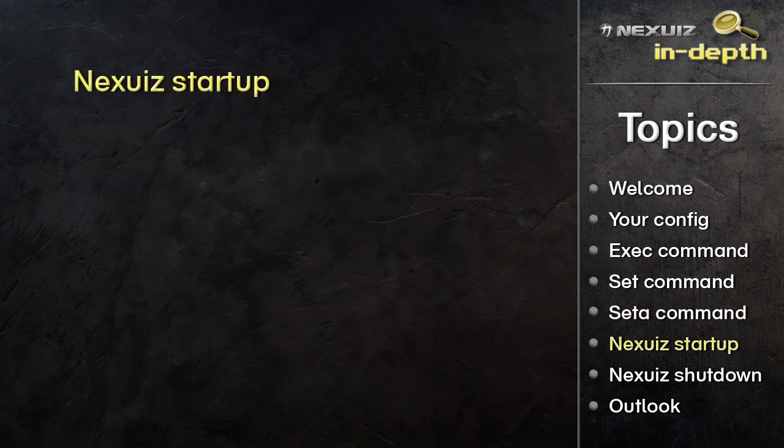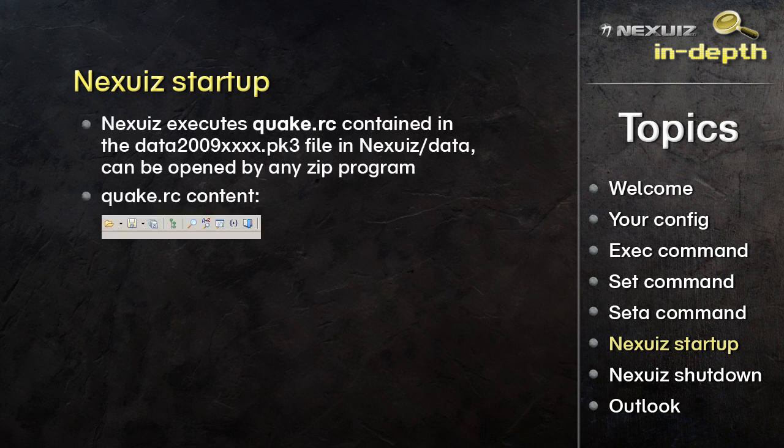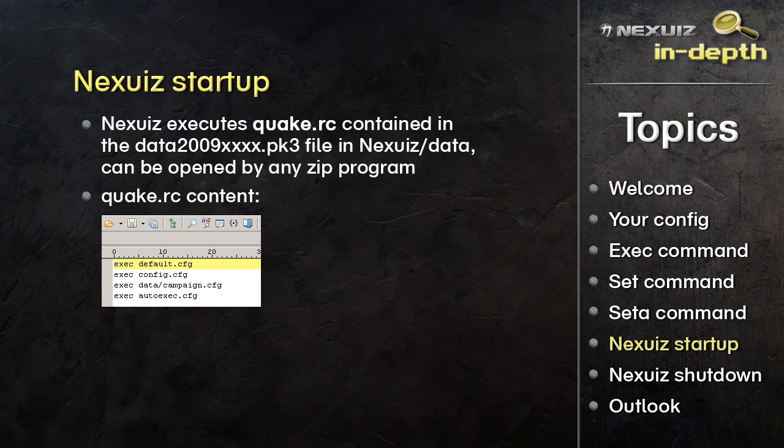Let's now have a look what happens when you open Nexuiz. What happens is that the game will always open a file called quake.rc, which is also just a text file itself, and it can be found in that huge archive file in your Nexuiz data folder, which is almost 600 megabytes, and you can open that one using any zip program.